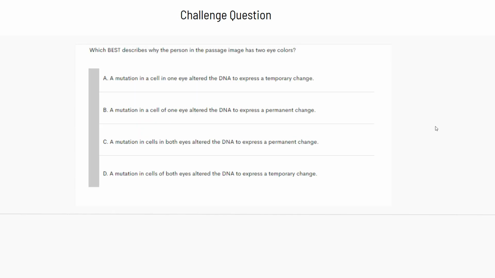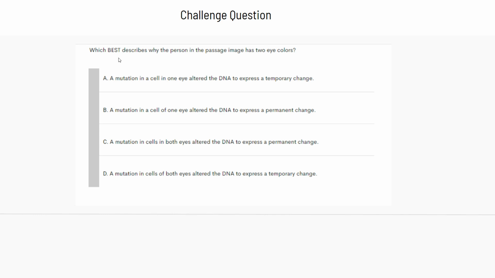So with that being said, your job is to choose the best answer that describes why the person in the image has two eye colors. So just looking at the answer choices, you would have to do process of elimination. And because it says the best, I'm not 100% comfortable with these type of questions because technically you may have another right answer, but it's not as correct as the one that they're expecting you to choose. So you definitely want to use process of elimination to help you narrow down your choices.